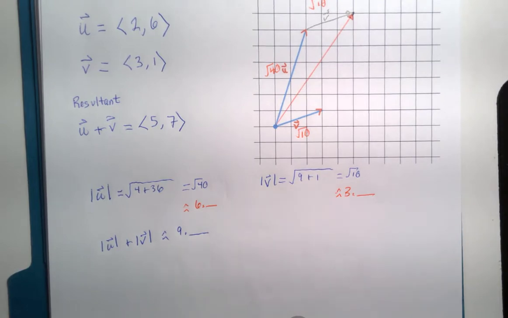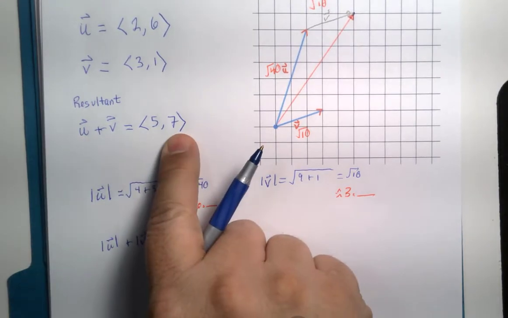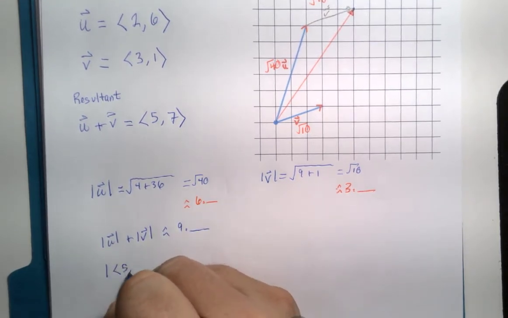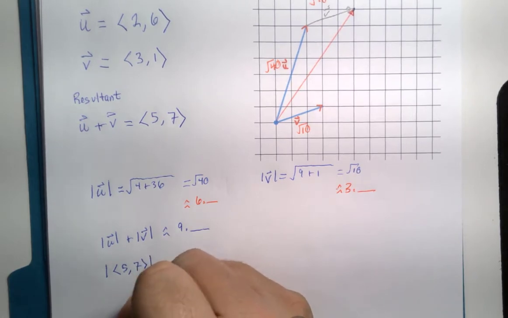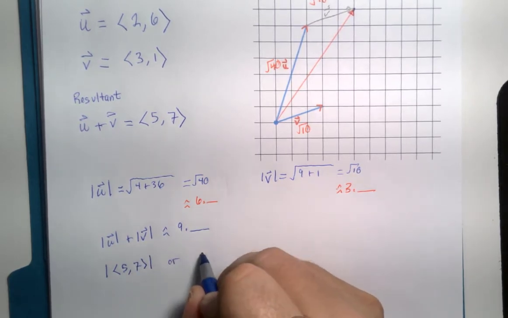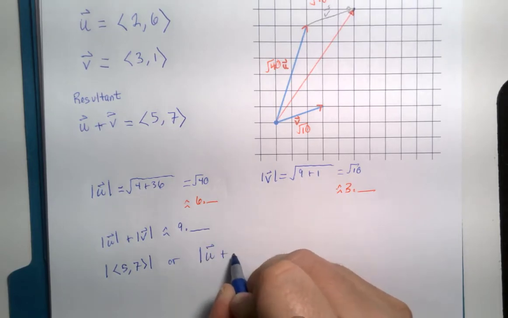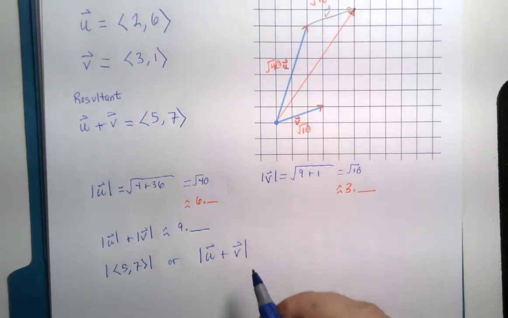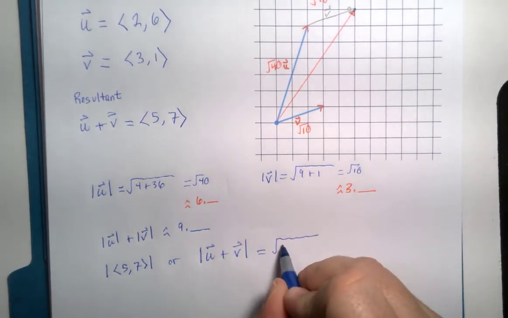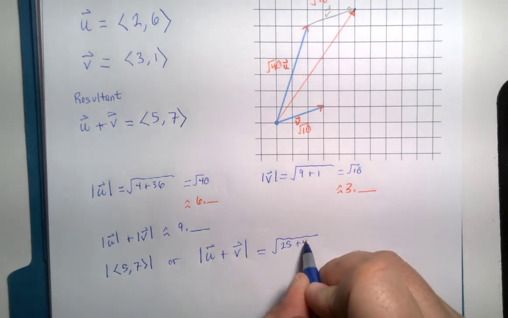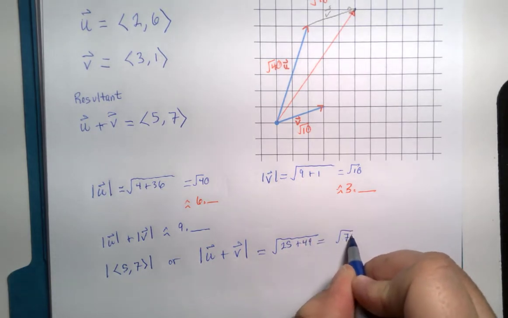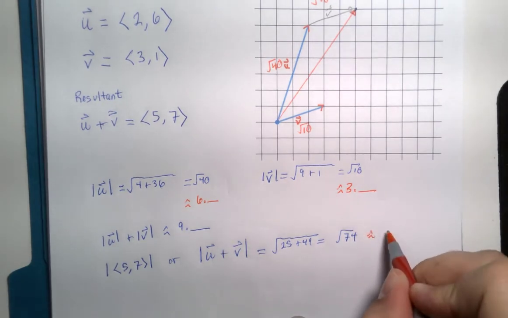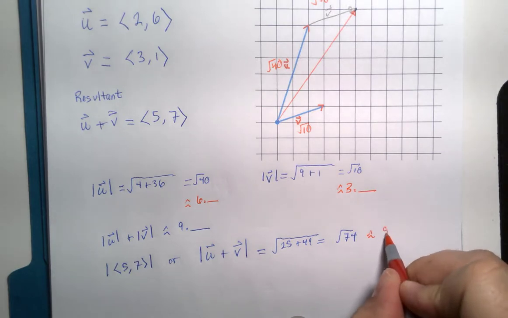So what if we were to find the magnitude of the resultant? The magnitude of vector 5, 7, or the magnitude of u plus v. Not separately, but we do the addition first and then find the magnitude. That would be the square root of 25 plus 49, square root of 74. And I think you will find that is approximately equal to, well, it's less than 9. It's 8 point something.